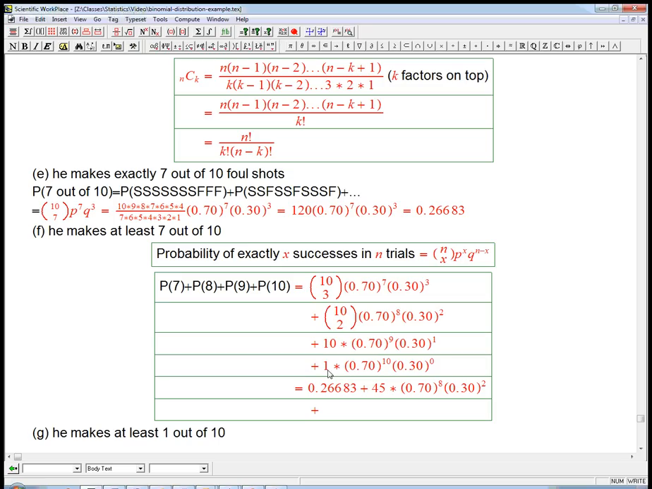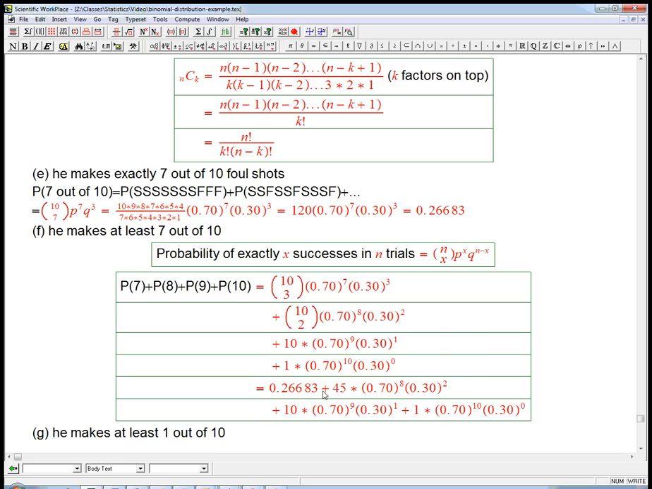If I choose 10 things or 0 things out of 10, it's 1. If I choose 9 things or 1 thing out of 10, it's just going to be 10. The other ones are the more complicated numbers. So that's 10 times this guy, and then plus 1 times this guy.